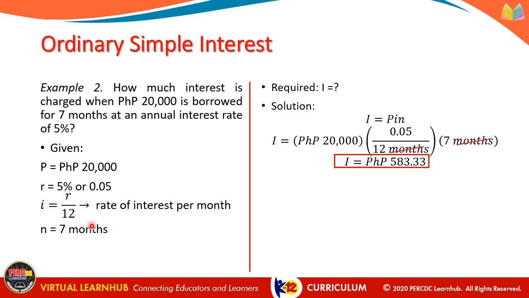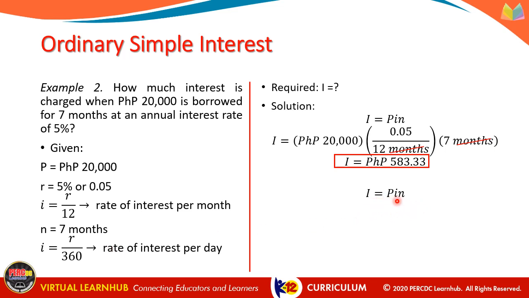Now, if you are not comfortable using the interest per period I equals R over 12, simply because this is not what is shown in the previous slide, we can also use the interest per period I is equal to R over 360. That is our rate of interest per day. In one banker's year, we have 360 days, right? If we are going to use this one, our solution would be like this.